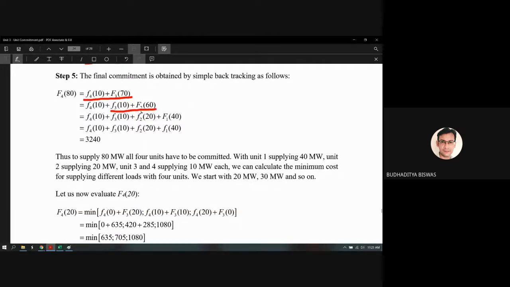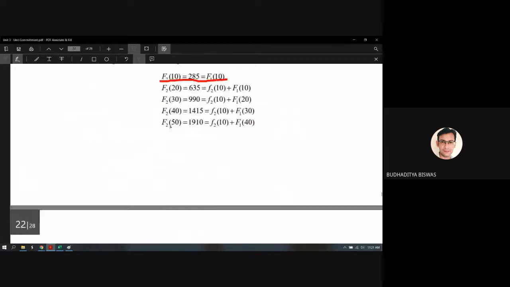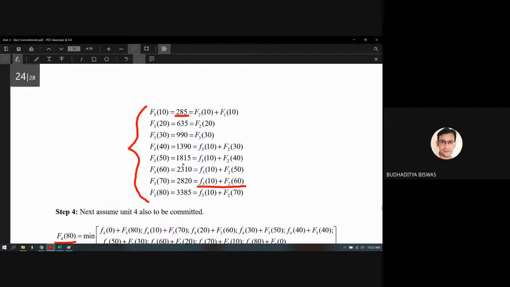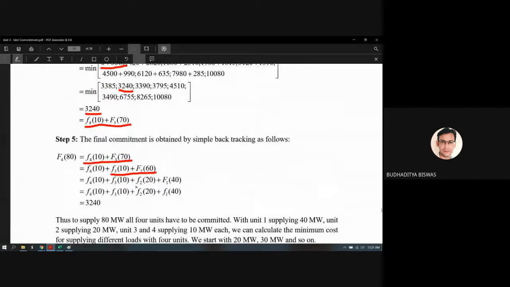Now what is the capital F260? Just find out this one. Capital F260 is equal to F220 plus F140. Write it here. Then F140 means what? Capital F140 means small f140 obviously, because only one unit is committed. So ultimately it is coming that F480 is F410, F310, F220, F120. And the cost involved is 3240.